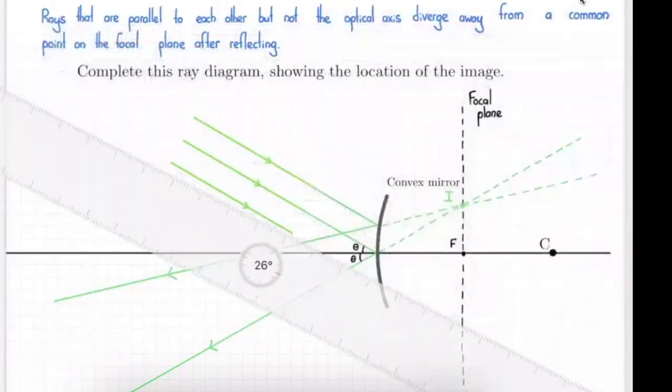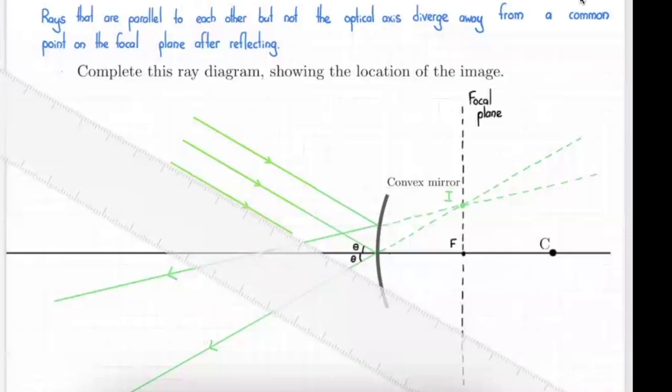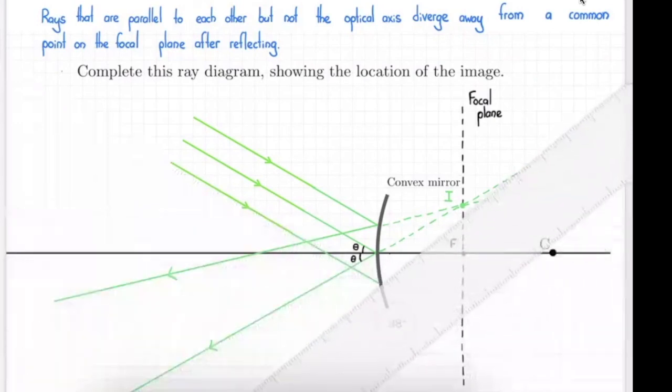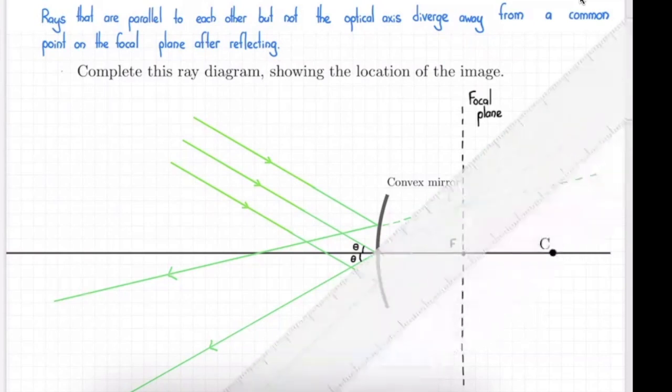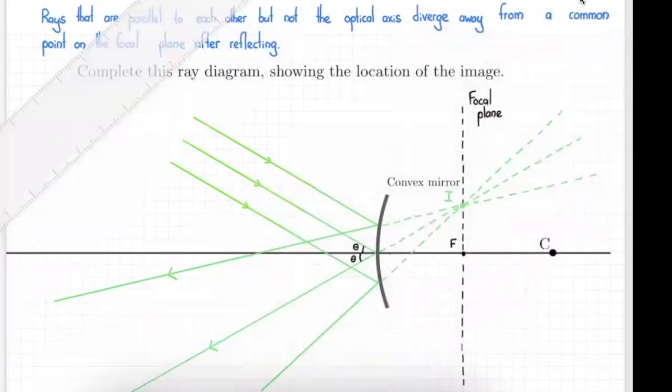Doing the same thing for the last ray, its backwards extension also has to pass through the image point. So the reflected ray looks like that, and its backwards extension also passes through the image. And we're done. We have located the image and drawn on all the reflected rays.